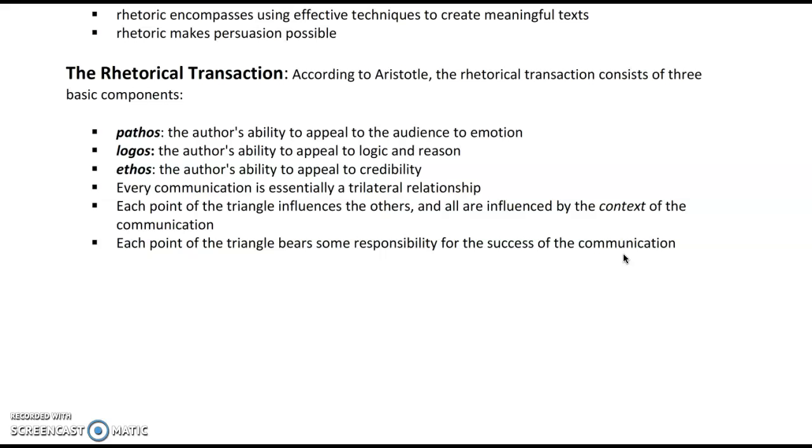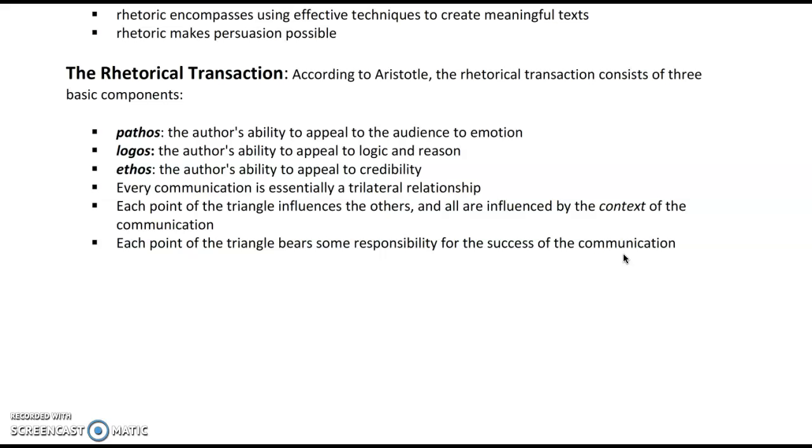Now, the important part of what I want to mention here is that all of these pieces, the pathos, logos, and ethos, it's a trilateral relationship, meaning that each of the components influences each other, and that they're all influenced by the context of the communication. So pathos, the appeal to emotion, affects the way that you can appeal to logic, affects the way that you appeal to credibility, and then they all work together and they're all influenced by the context of the communication.